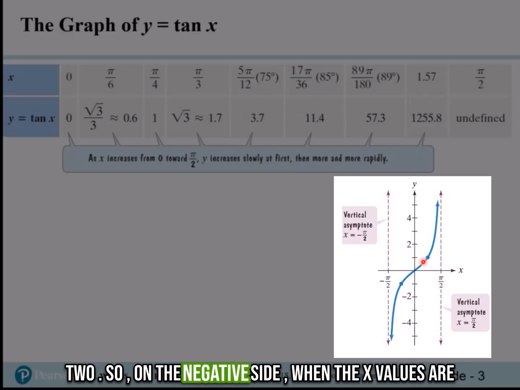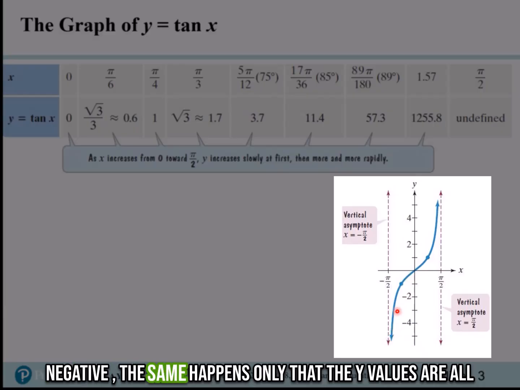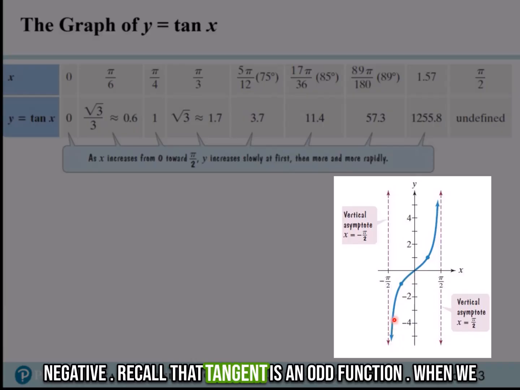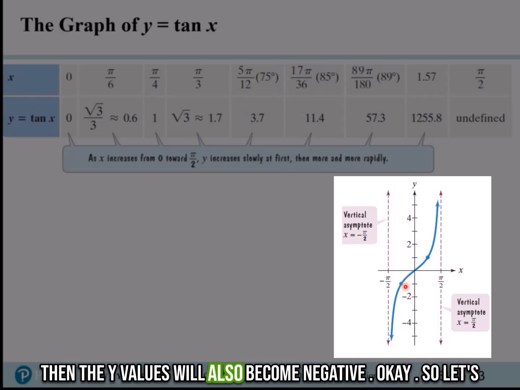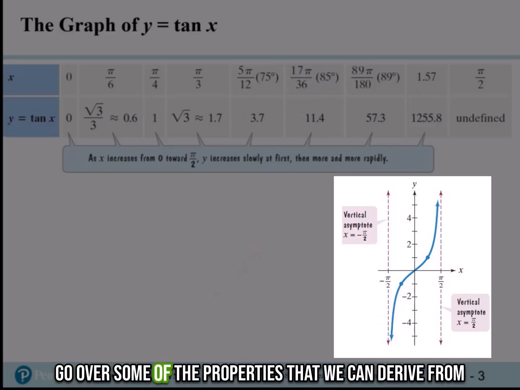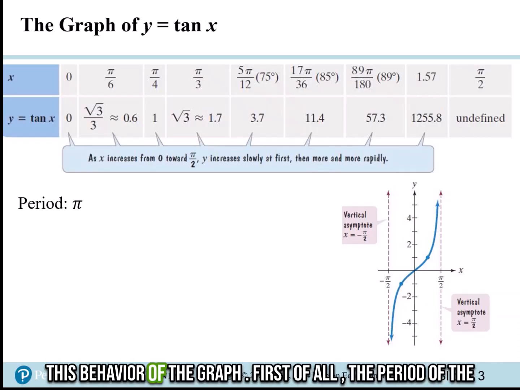On the negative side, when the x values are negative, the same happens, only that the y values are all negative. Recall that tangent is an odd function. When we replace the x values by its negative corresponding values, then the y values will also become negative. Okay, so let's go over some of the properties that we can derive from this behavior of the graph.